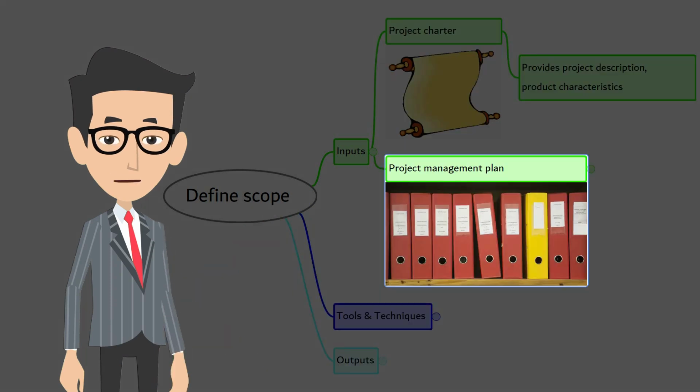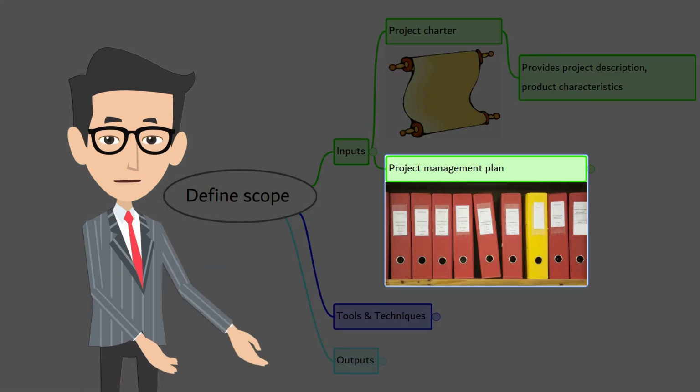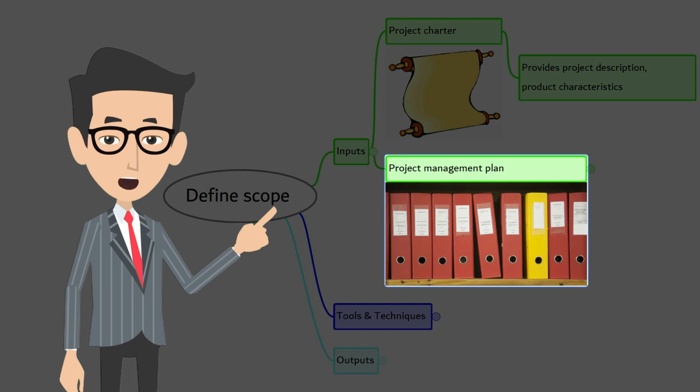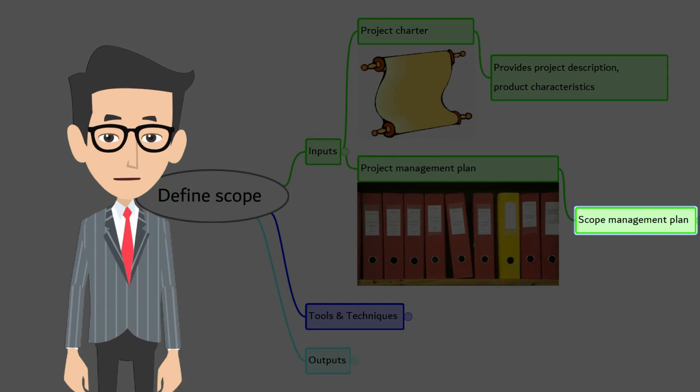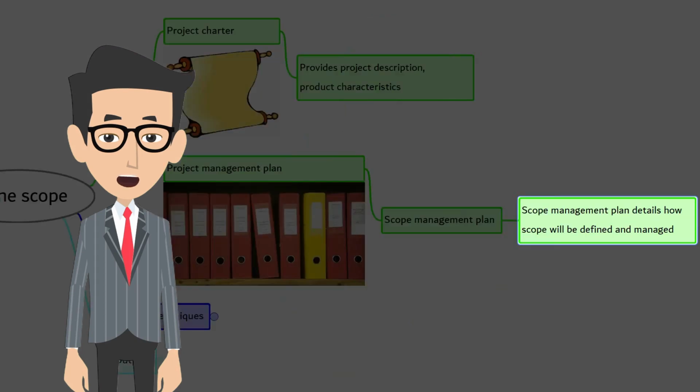The next one is project management plan. Of course, project management plan is not a single document. Out of many, scope management plan is one of the key inputs in defining the scope. Let's look at it. You already have a good understanding about scope management plan. So let's look at the scope management plan in current context. Scope management plan details how the project scope will be defined, validated, and controlled in the project.